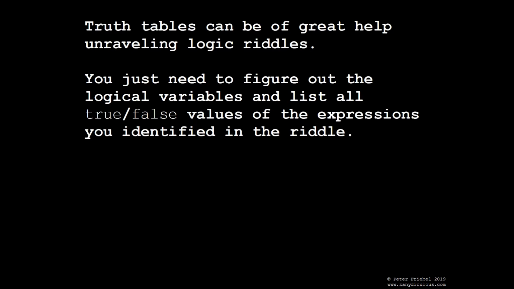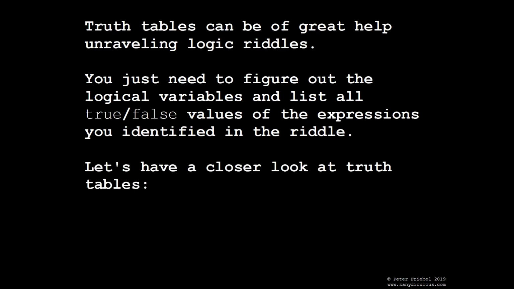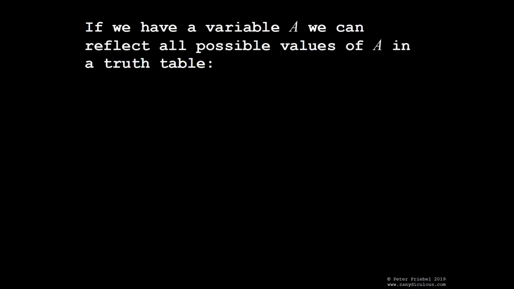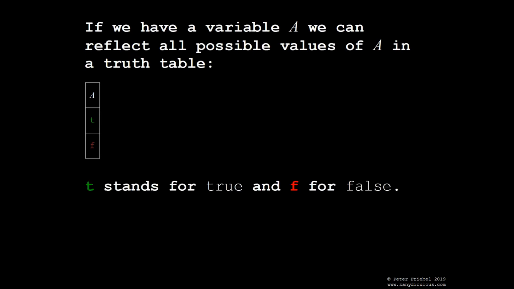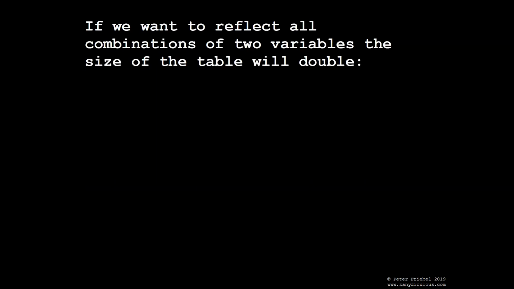Truth tables can be of great help unraveling logic riddles. You just need to figure out the logical variables and list all true-false values of the expressions you identified in the riddle. Let's have a closer look at truth tables. If we have a variable A, we can reflect all possible values of A in a truth table. Like this. The green T stands for true and the red F for false. If we want to reflect all combinations of two variables, the size of the table will sort of double. Like this.